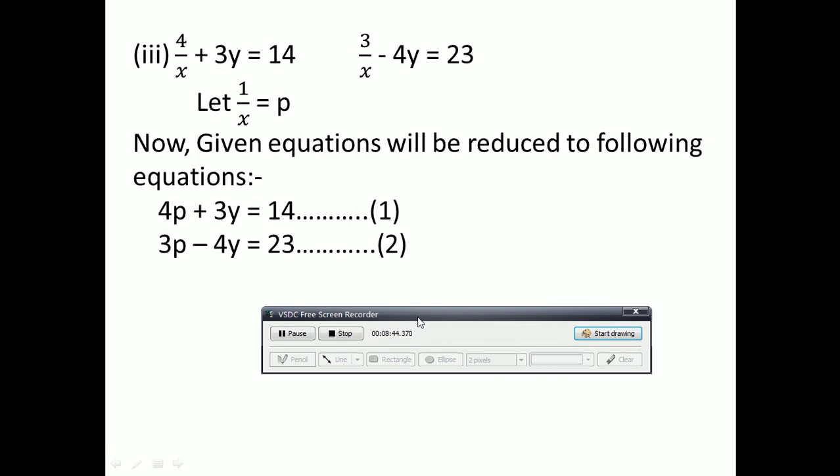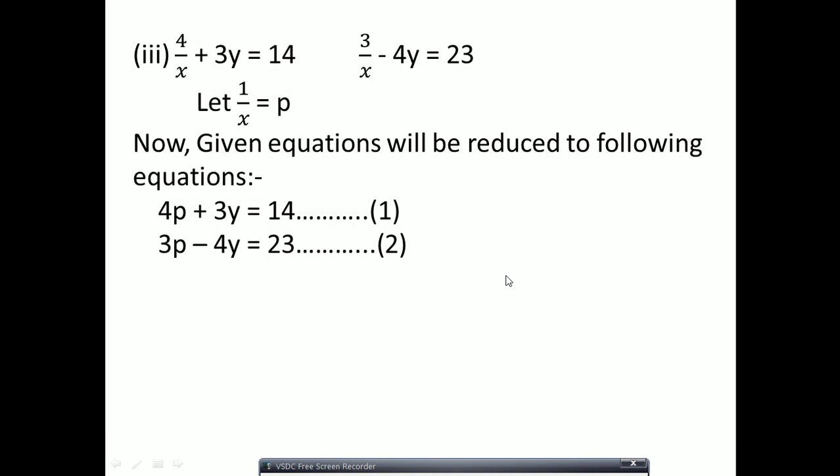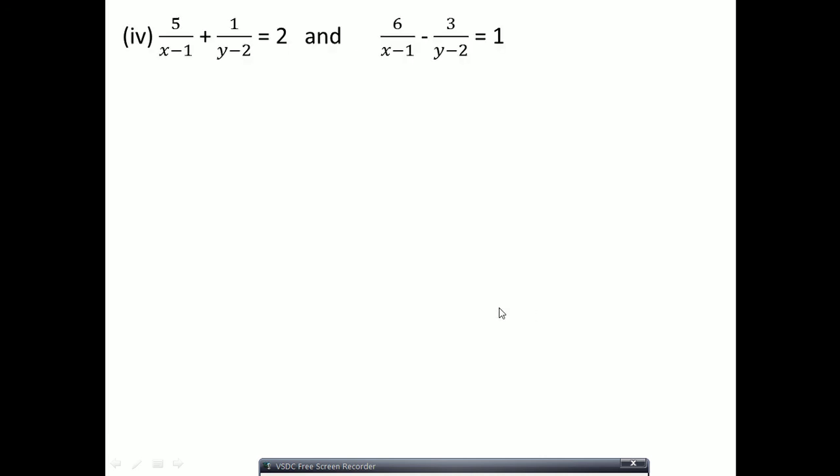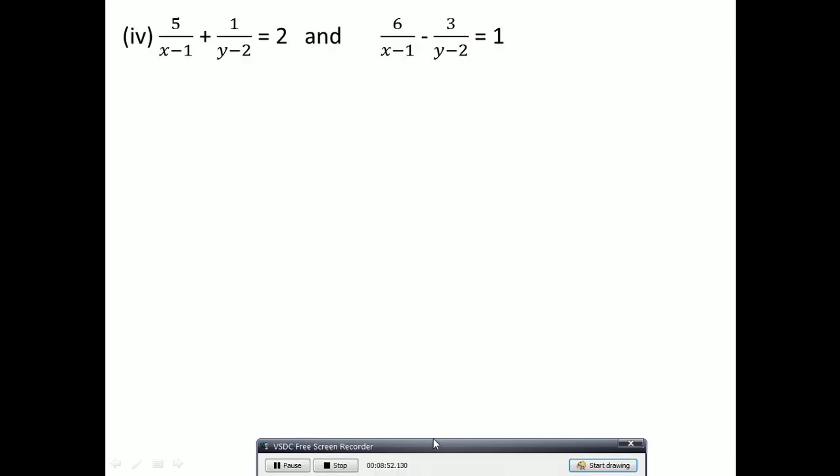Now the next question, that is fourth part. The question is 5 upon x minus 1 plus 1 upon y minus 2 equal to 2, and 6 upon x minus 1 and 3 upon y minus 2 equal to 1. Students, it is again the similar question. The common thing is 1 upon x minus 1 in both the equations and 1 upon y minus 2 in both the equations. So we will let 1 upon x minus 1 as p and 1 upon y minus 2 as q.